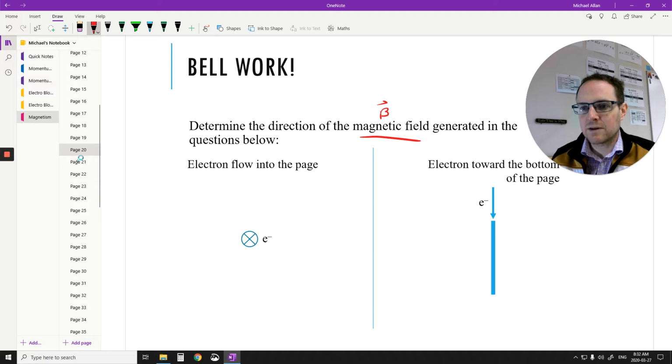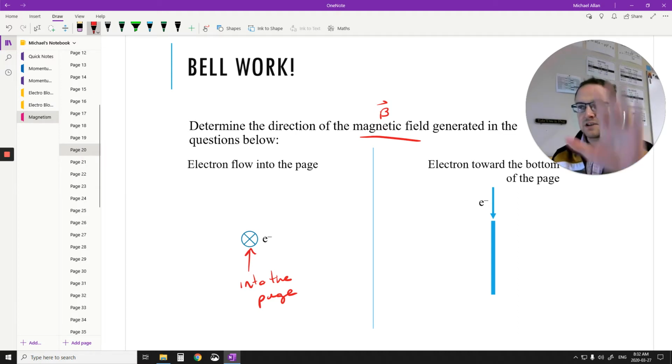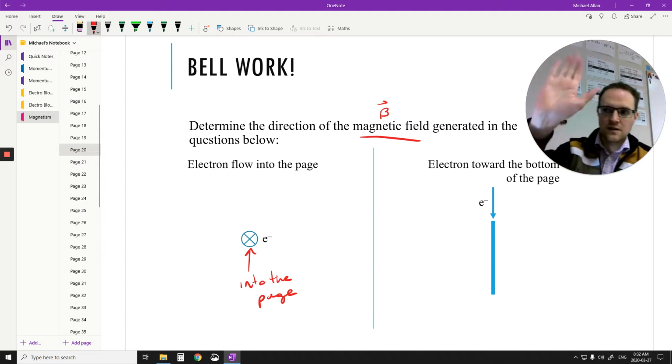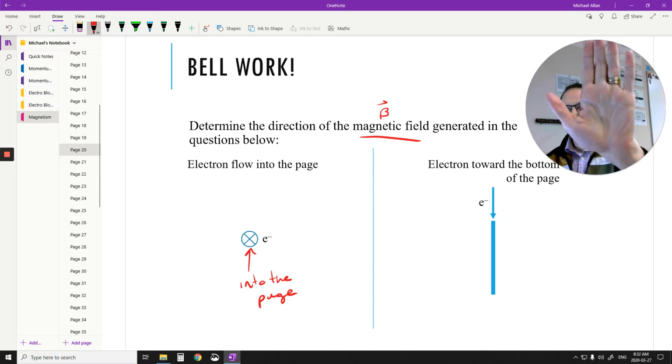So we're going to determine the magnetic field in this wire here. Let's imagine this is a wire with the electrons going into the page. So remember that's what that symbol stands for, into the page. To determine the direction in both of these, you can see the electron flow here going down through this blue wire. We're just going to use our left hand, because the left hand is for the negative charge. Our right hand is for the positive charge.